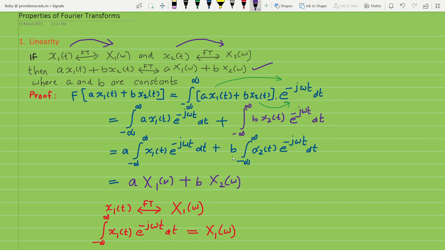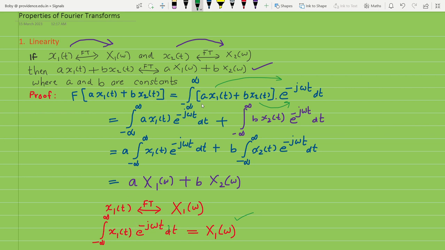So we all know the definition of Fourier transform. Let us see here in the bottom. This is the definition of the Fourier transform. That means if we have a signal x1 of t, then its Fourier transform is nothing but the integral from minus infinity to infinity of x1 of t e power minus j omega t dt, which is defined as X1 of omega. So that is the Fourier transform of x1 of t.